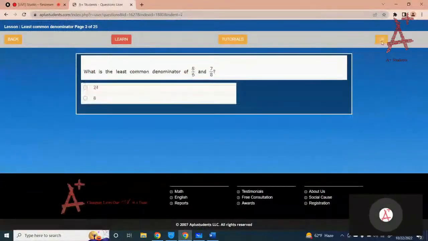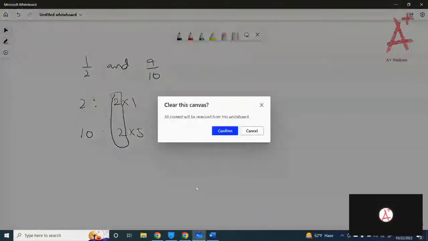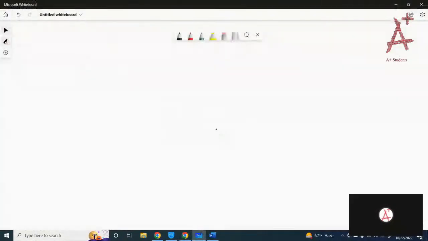Okay, what is the least common denominator for 5 by 6 and 7 over 8? So the denominators are 6 and 8. Just write the prime factors for both the numbers. So it would be 2 times 3 is 6, and for 8 it is 2 times 2 times 2. Got it?